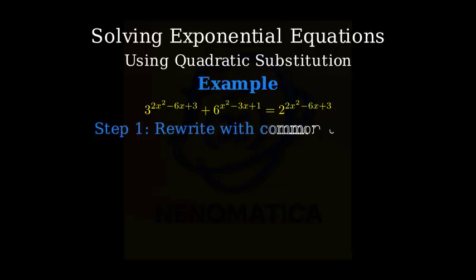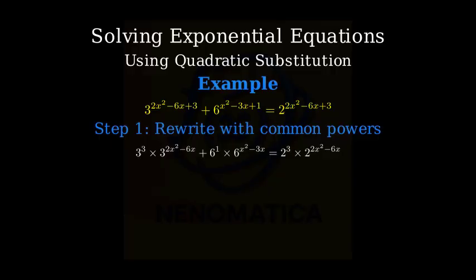Step 1. Let's rewrite the exponential terms by separating the constant parts. For the first term, we can write 3 to the power of 2x squared minus 6x plus 3 as 3 cubed times 3 to the power of 2x squared minus 6x. For the second term, we can write 6 to the power of x squared minus 3x plus 1 as 6 to the power of 1 times 6 to the power of x squared minus 3x. For the right side, we can write 2 to the power of 2x squared minus 6x plus 3 as 2 cubed times 2 to the power of 2x squared minus 6x.